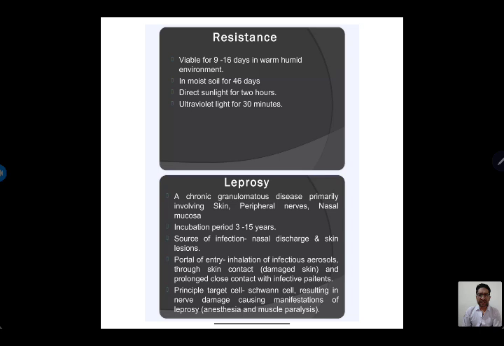The portal of entry: inhalation of infectious aerosols, through skin contact with damaged skin, and prolonged close contact with infective patients. Principal target cells are Schwann cells, resulting in nerve damage, causing the manifestations of leprosy: anesthesia and muscle paralysis.